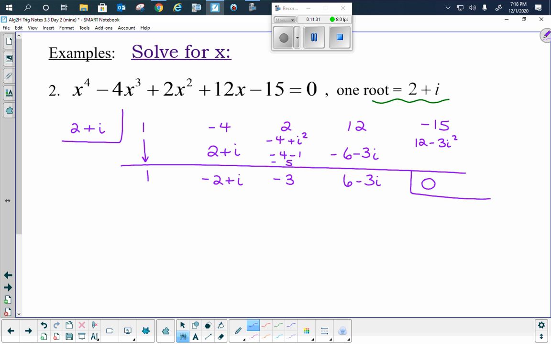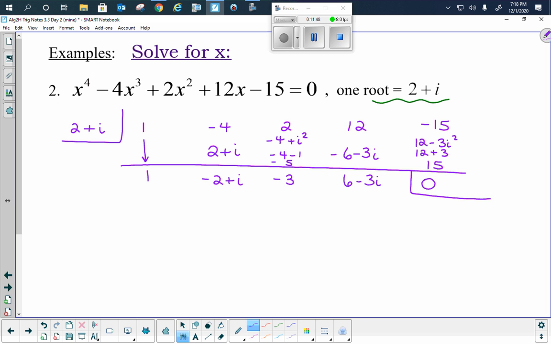So again, I'm just doing a little bit of work. I'm not going to mess up because I'm writing it down. I don't want to do too much in my head. Again, that's going to turn into 12 plus 3. So yeah, I'm looking at 15. So negative 15 plus 15, there we go. That's the 0 I desired.